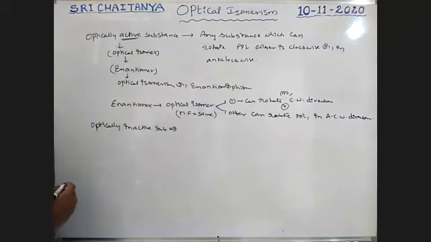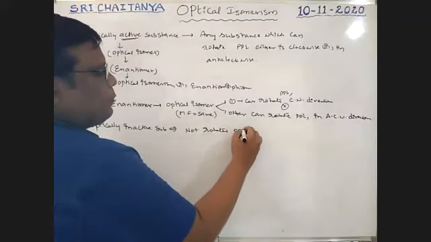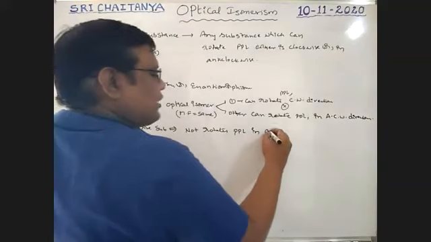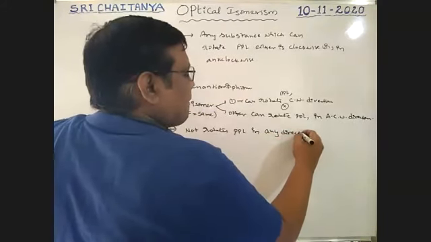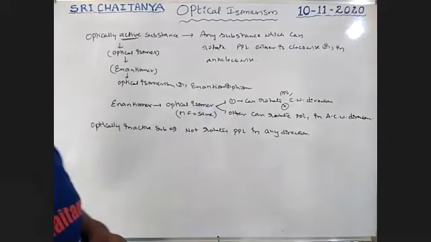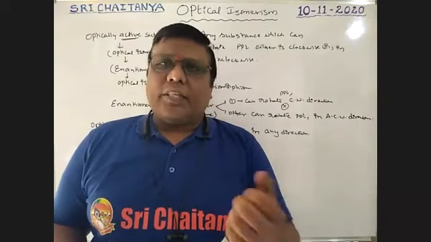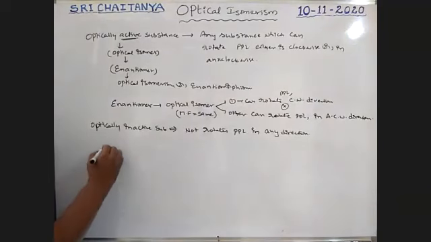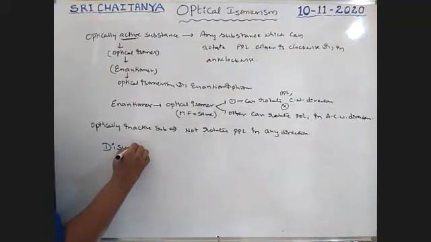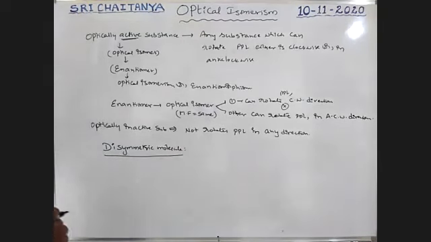Next, optically inactive substance. Optically inactive substance means it does not rotate plane polarized light in any direction. Here the frequently used words are symmetric molecules, asymmetric molecules, and disymmetric molecules. So let us observe one by one. See here, disymmetric molecule. What is this disymmetric molecule?